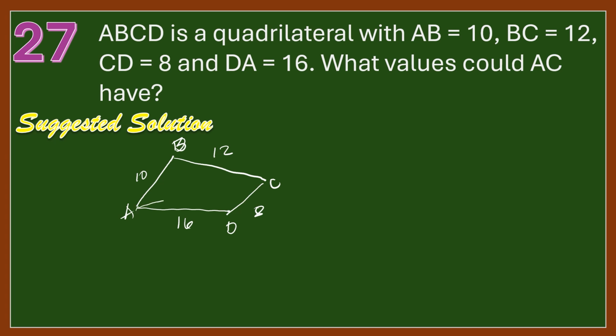AC is a diagonal of the quadrilateral. ABC is a triangle, and ADC is also a triangle.